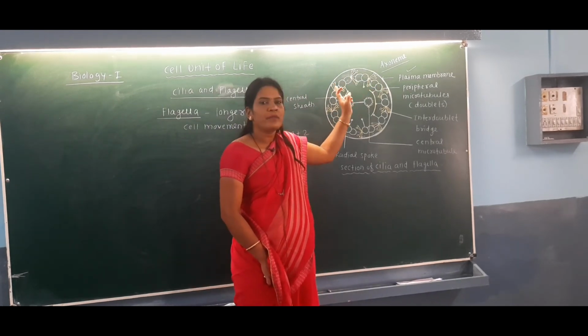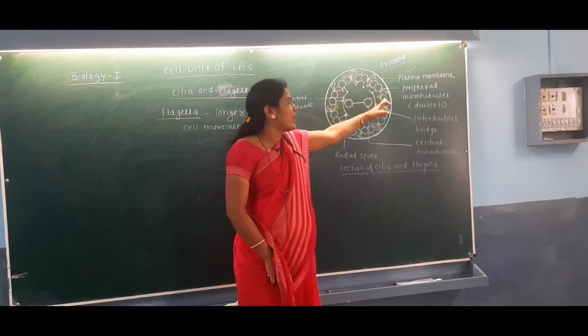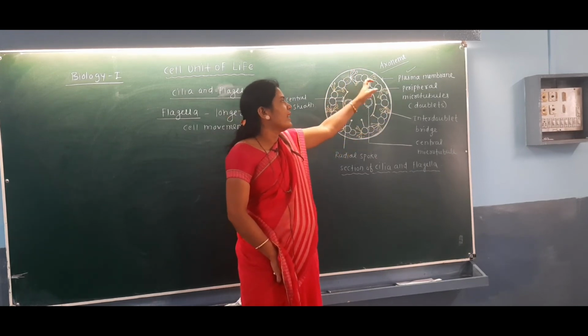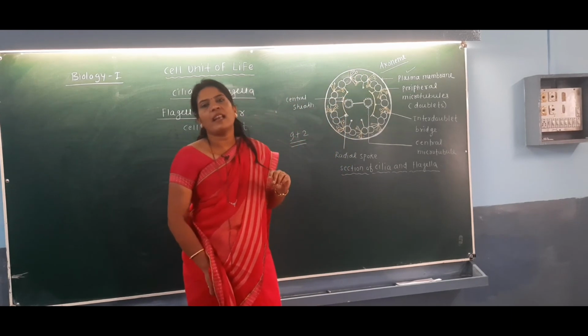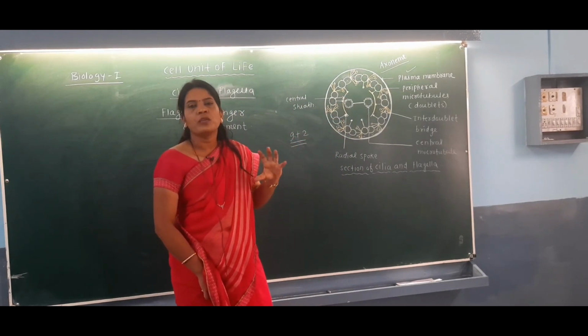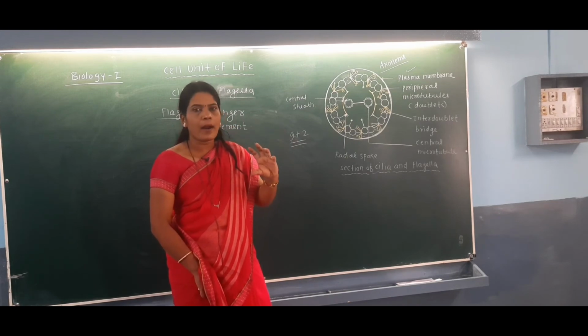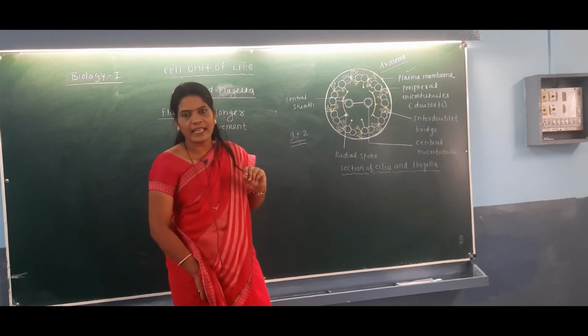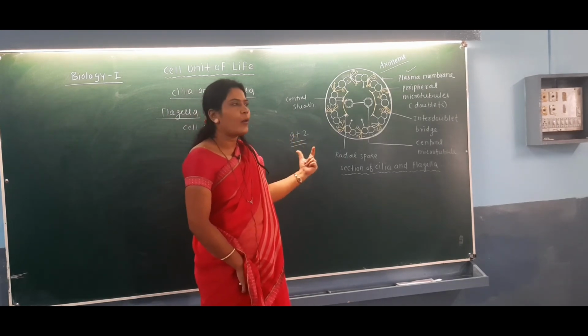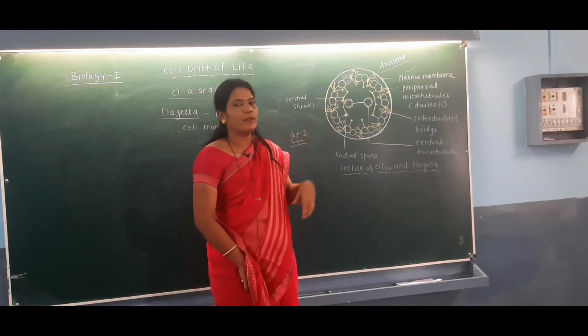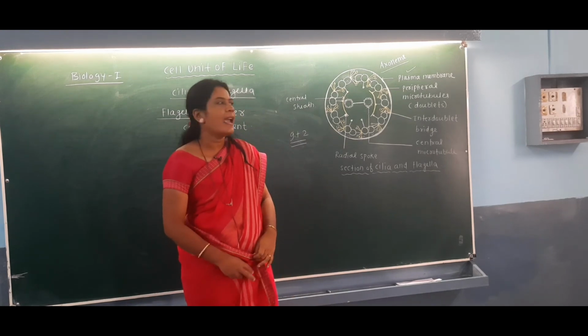So students, the circular structure that we are watching here is called the axoneme. All the structure which is present inside the cell membrane is called the axoneme. So the axoneme is the central part or the core part of the cilia and flagella. This 9 plus 2 arrangement of microtubules you can observe inside this axoneme.